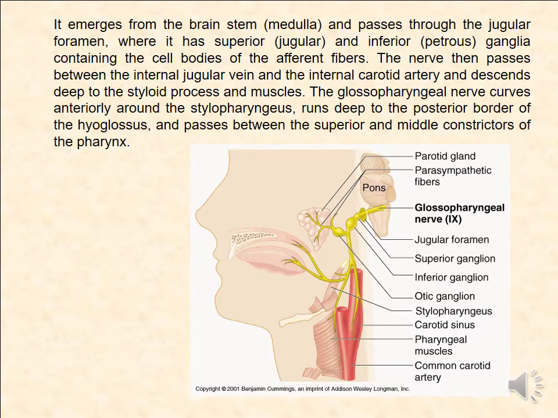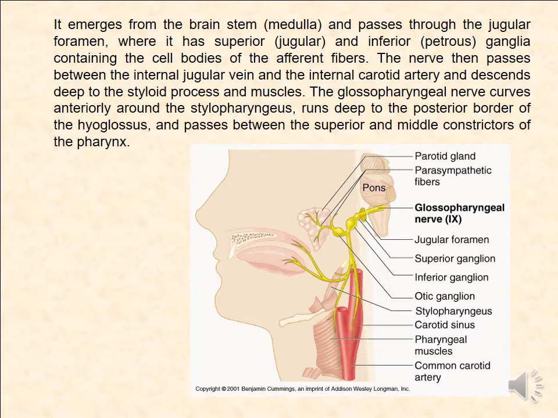It emerges from the brainstem medulla and passes through the jugular foramen, where it has superior jugular and inferior petrous ganglion, containing the cell body of afferent fiber. The nerve then passes between the internal jugular vein and the internal carotid artery and descends deep to stylohyoid and styloglossus muscles. The glossopharyngeal nerve curves anteriorly around the stylopharyngeus, runs deep to posterior border of the hyoglossus, and passes between the superior and the middle constrictor of the pharynx.